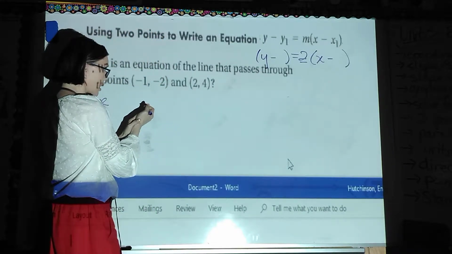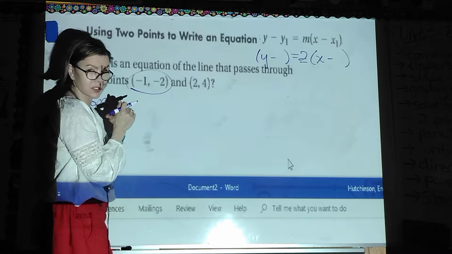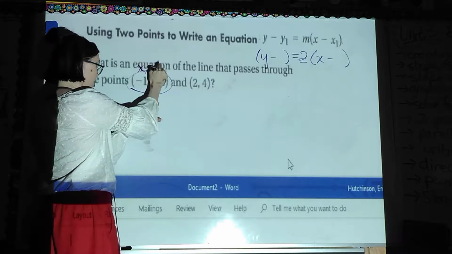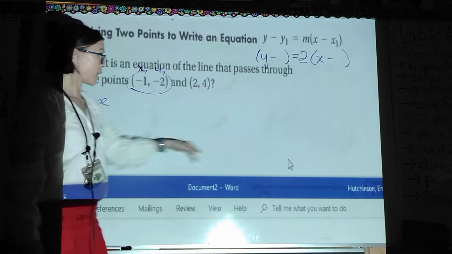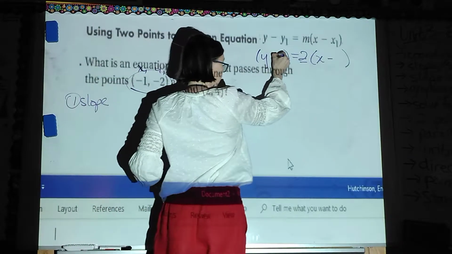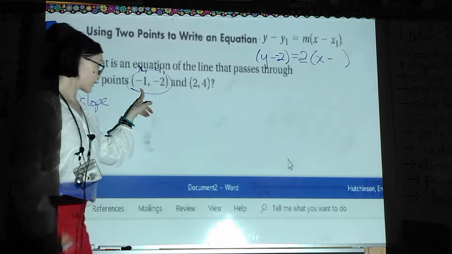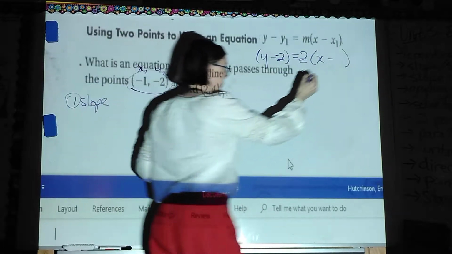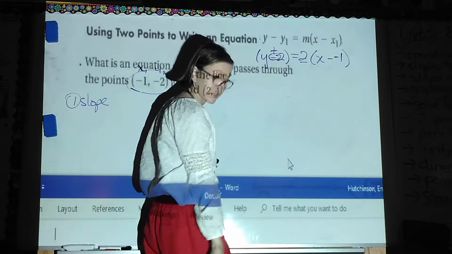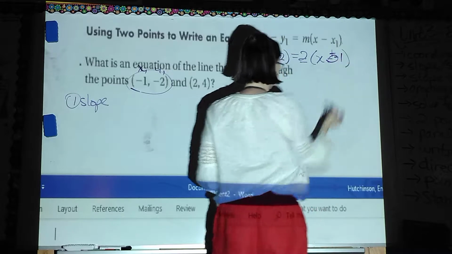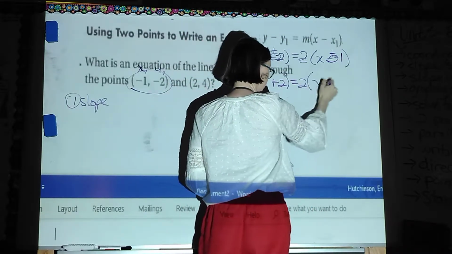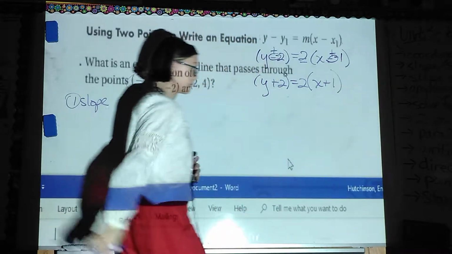Okay, so just for fun, I'm gonna use the point that has 2 negatives. Okay, so here's our x sub 1, y sub 1, right? So what goes here? Our y sub 1. What is our y sub 1? Negative 2. Okay. What is our x sub 1? Negative 1. Put it here, negative 1. Well, double negatives again. Circle, put the plus, and rewrite it. So we have y plus 2 equals 2 times x plus 1, and there you have it.